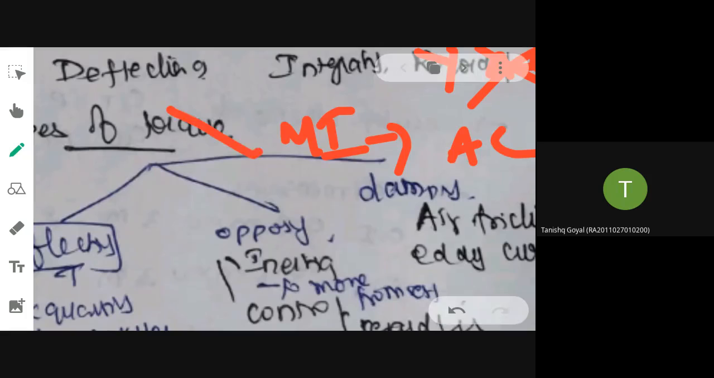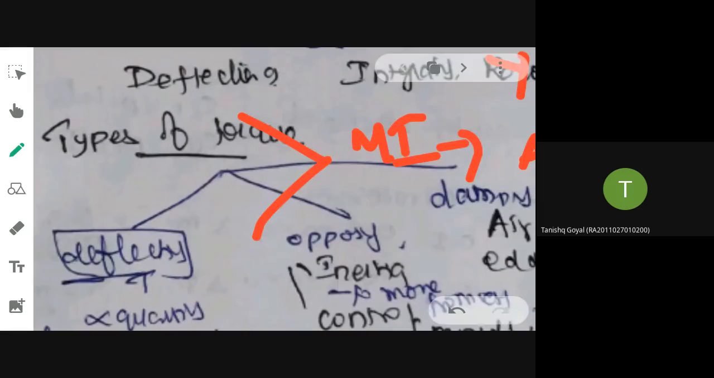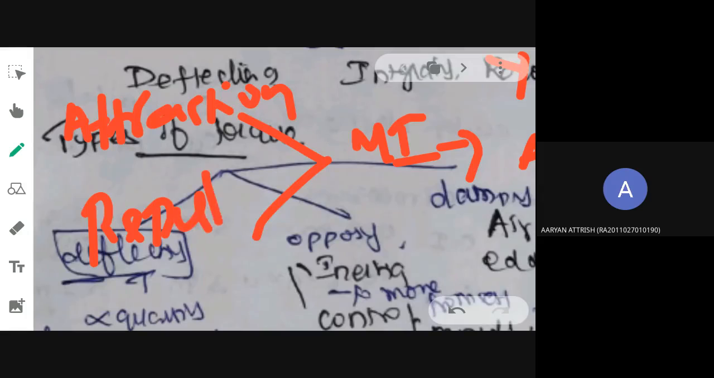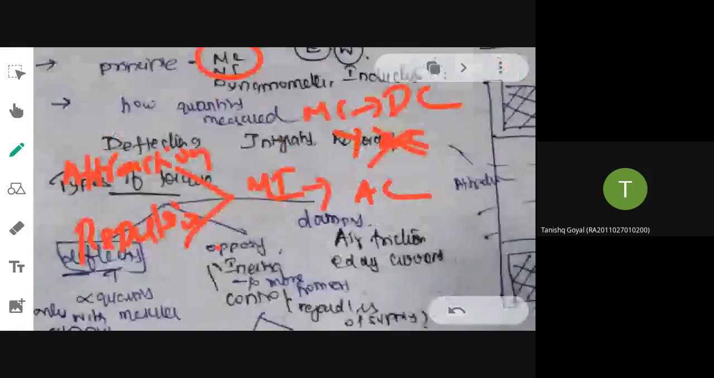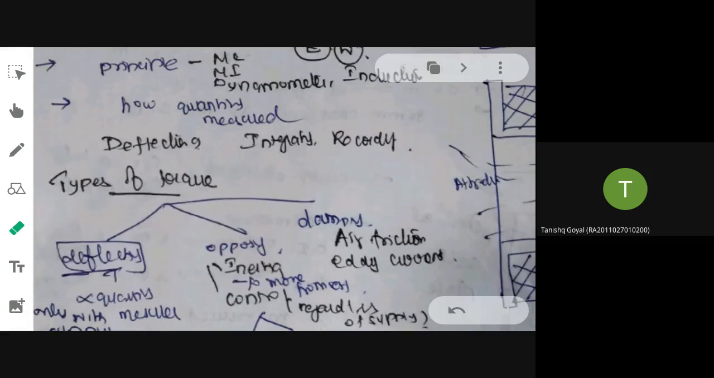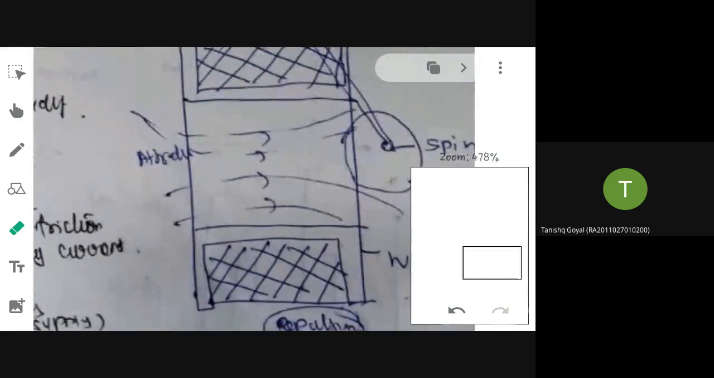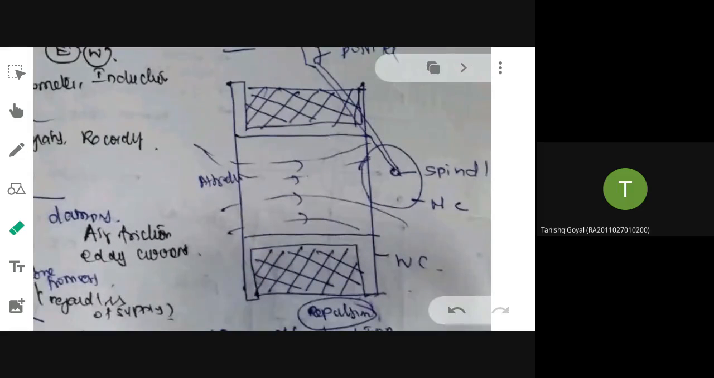Now, how will you classify the MI instrument? Yesterday I taught you the two categories that come under MI instrument: one is attraction type and the other is repulsion type. We are going to discuss these two types, and MC instruments. One of the types I have already taught you, the attraction type. So this is your attraction type of MI instrument.